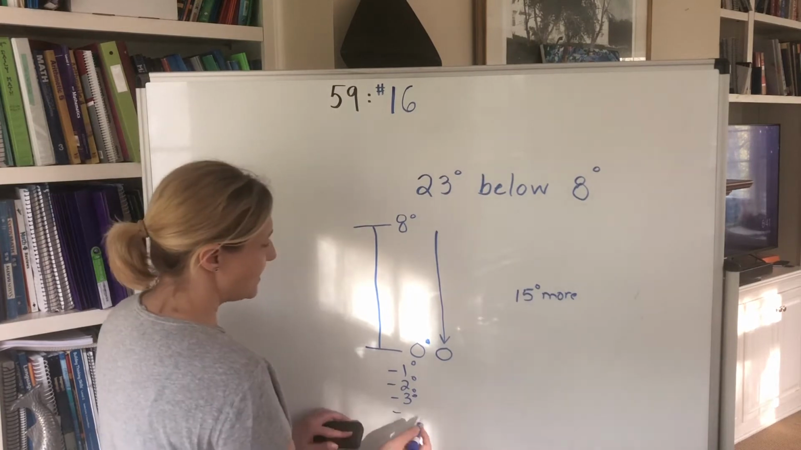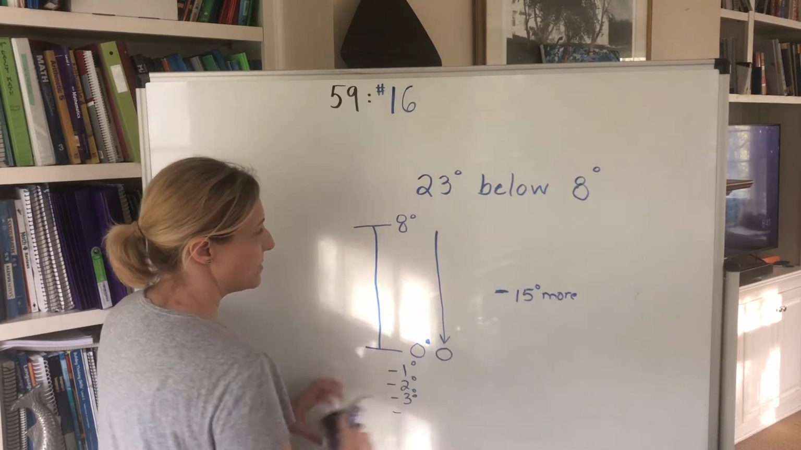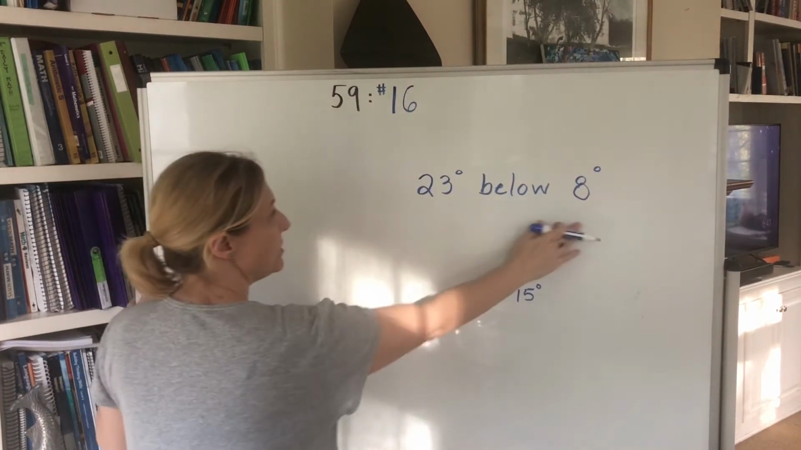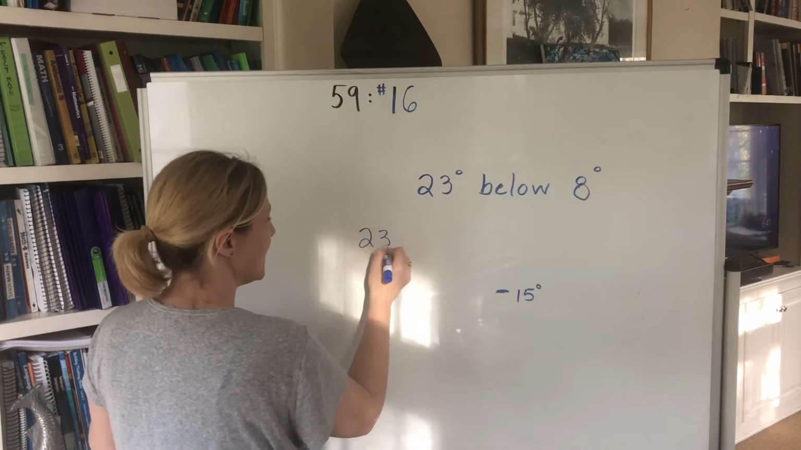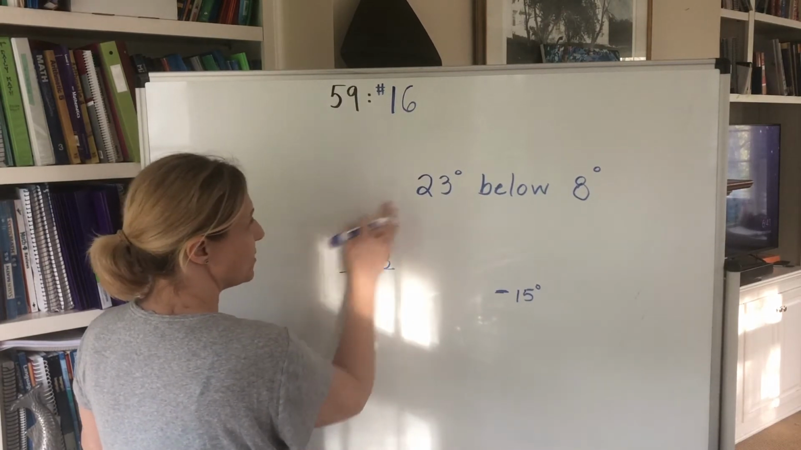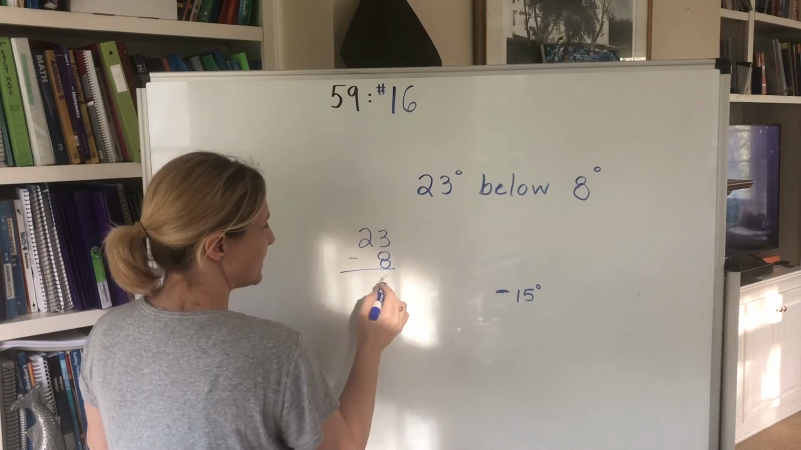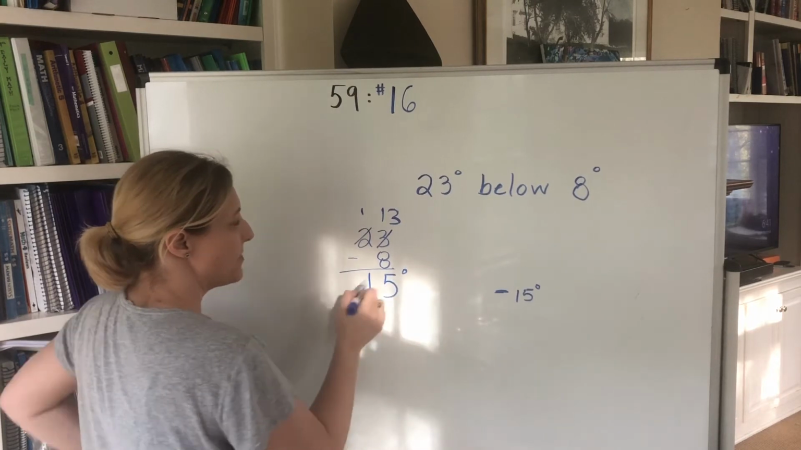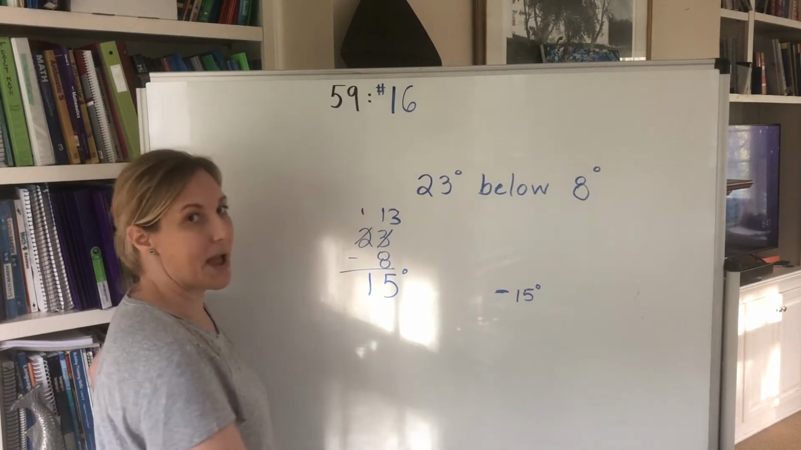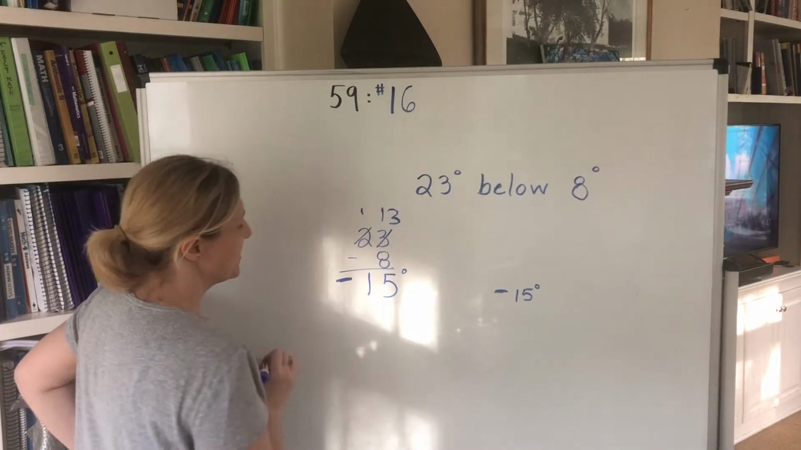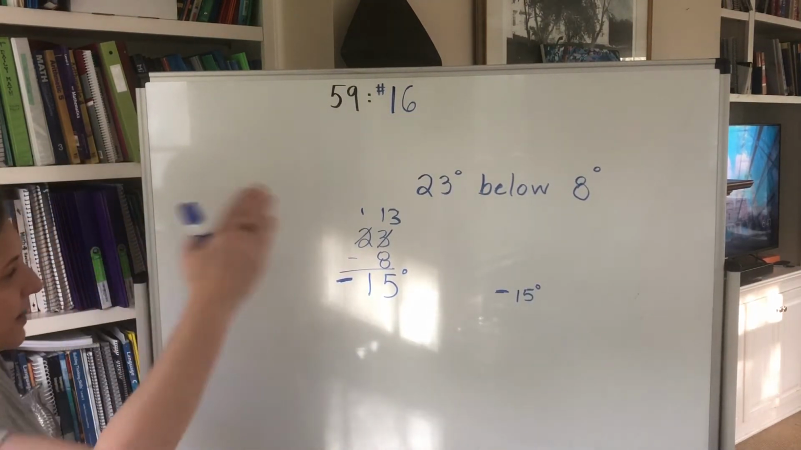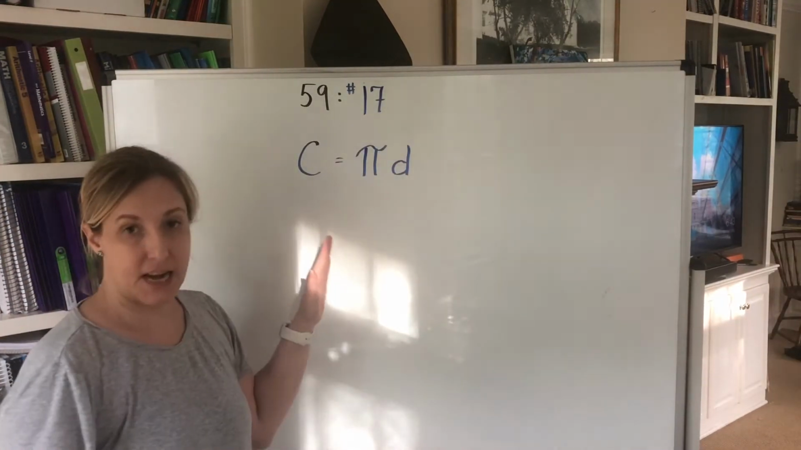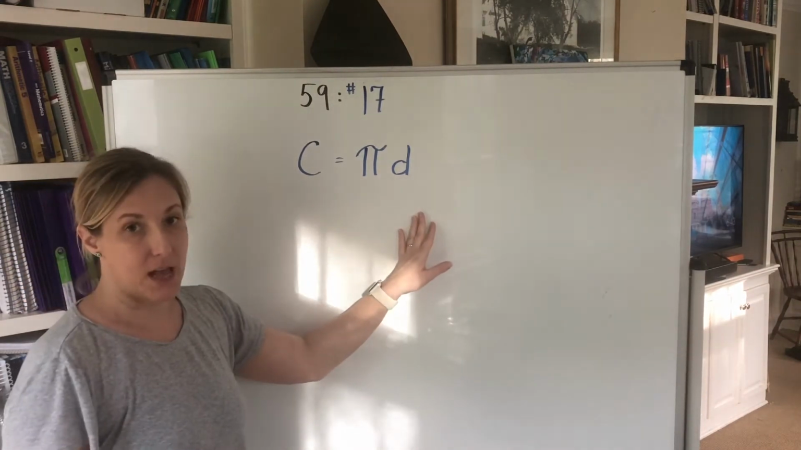So that's going to land on -15 degrees. The best way to do negative numbers is just to subtract 23 minus 8. Just put the larger number on top and subtract. That will give you 15 degrees, but you know that it's not a positive 15 because it went past 0 into the negatives. So you can just put your negative sign in front to show that it went down 15 degrees. For number 17, you're going to need to remember your formula.